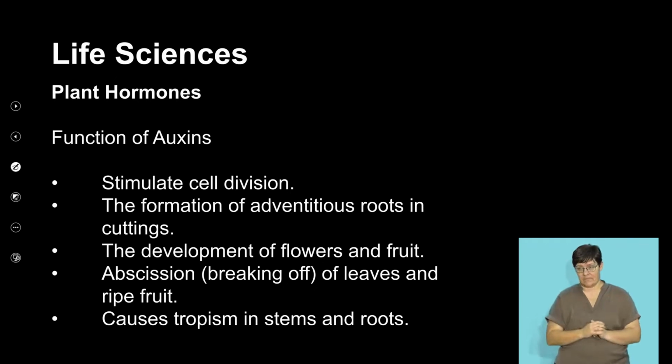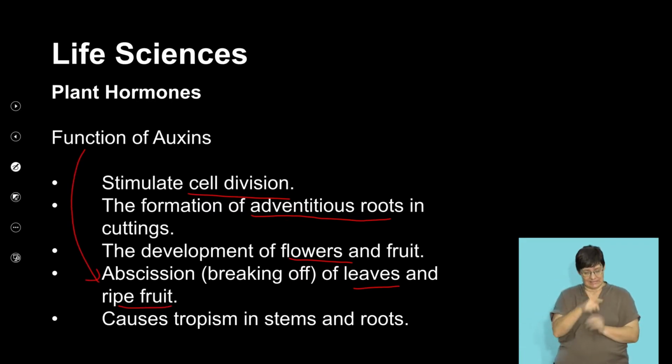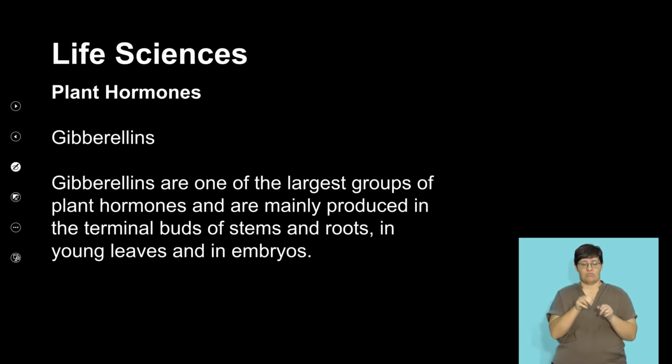Auxins are important in stimulating cell division, as well as the formation of roots in cuttings. You'll find that the development of flowers also occurs due to auxins. Abscission, which is the breaking off of leaves, also involves auxins, which play an important role in that, as well as causing tropism in the roots and the stems of plants.